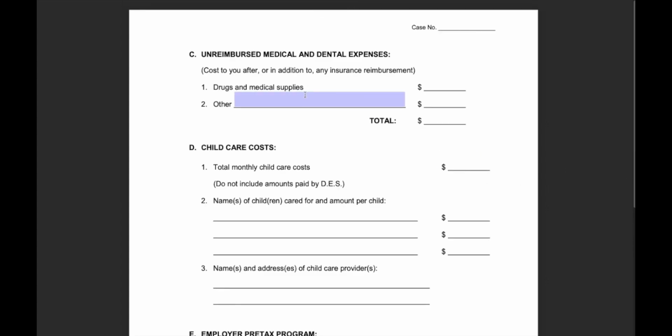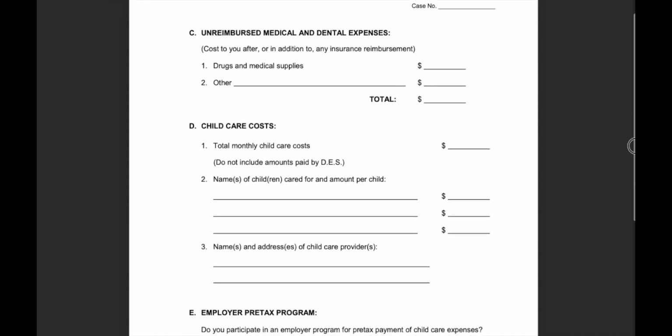Unreimbursed medical and dental expenses. These are costs to you in addition to any insurance reimbursement. Medical and drug supplies: oftentimes families do not have a monthly cost. But if your child receives medical treatment, or you receive medical treatment monthly that you have to pay out of pocket for, this is the section where you're going to indicate these amounts. Depending on how often you receive this, please indicate an asterisk as required above. And then you're going to add up your total cost for this expense.